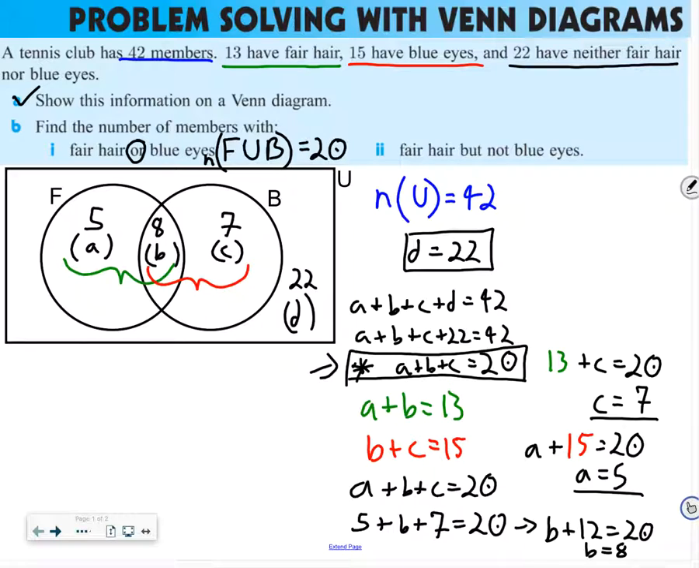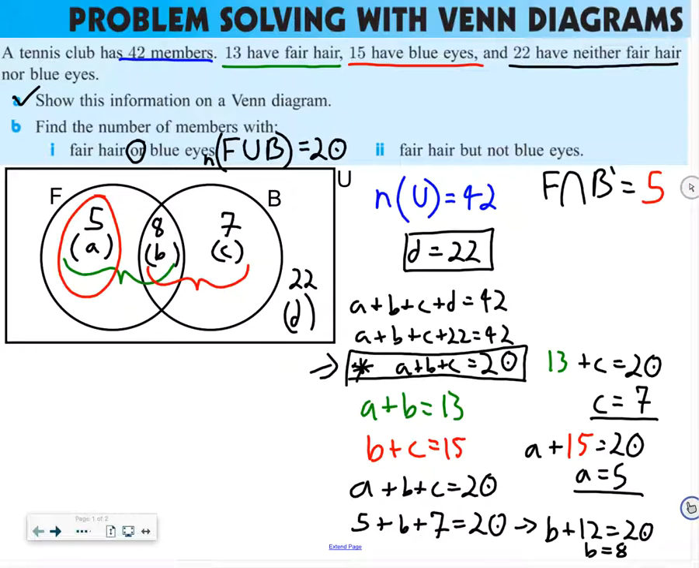The next one asks for the people with fair hair but not blue eyes. So fair hair but not blue eyes is the intersection with the complement of B. That is going to be right here in this region. There are 5 people that have fair hair but not blue eyes.